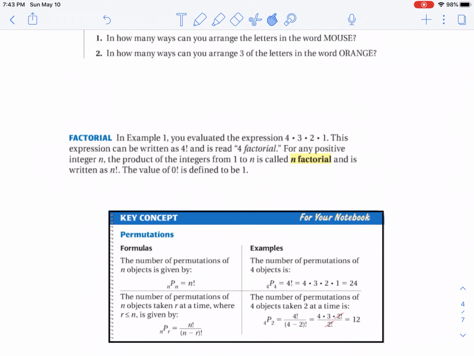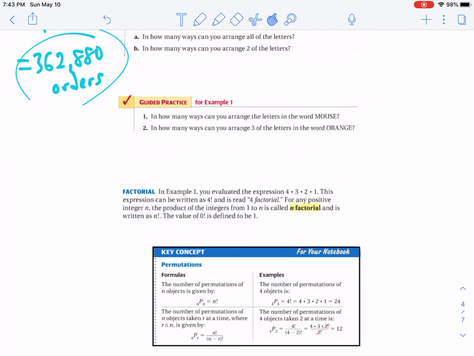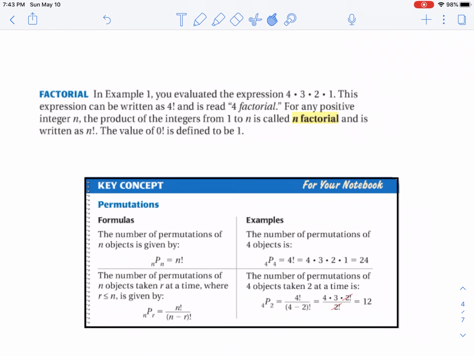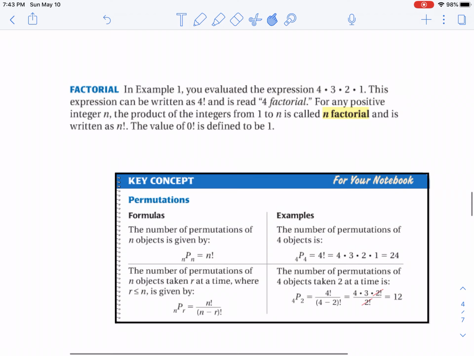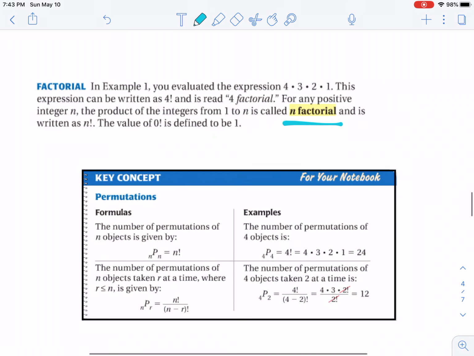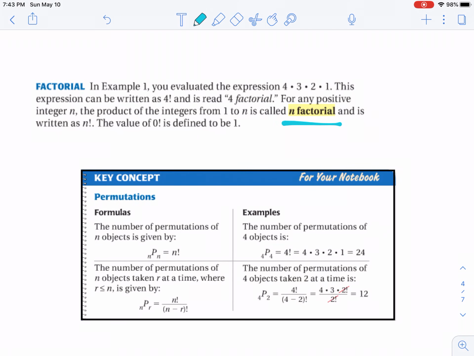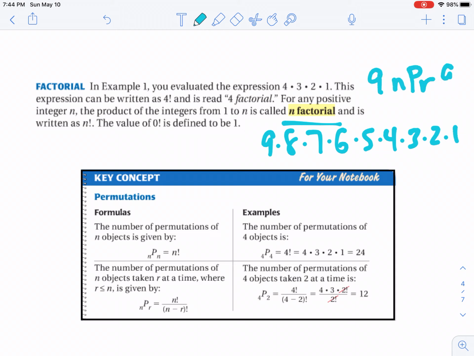That's what this slide says here. We're going to skip some of those examples above. This slide, if you've ever heard of the term factorial, that's essentially what we just did. We just did 9 times 8 times 7 times 6 times 5 times 4 times 3 times 2 times 1. 9 nPr 9 is basically equal to when you take the number 9 and you multiply all of the numbers below it.